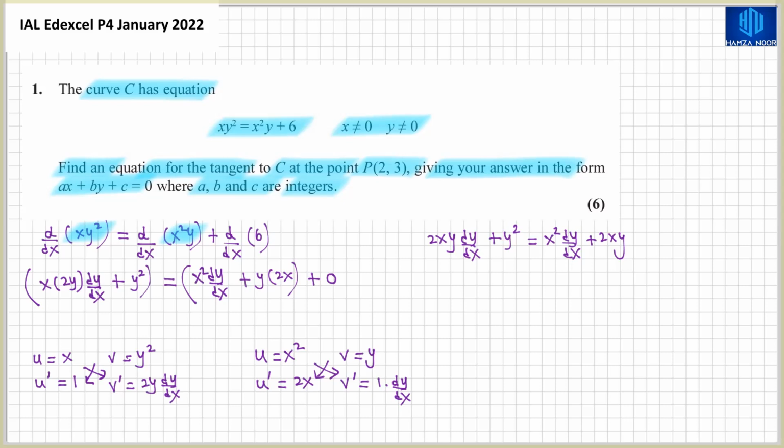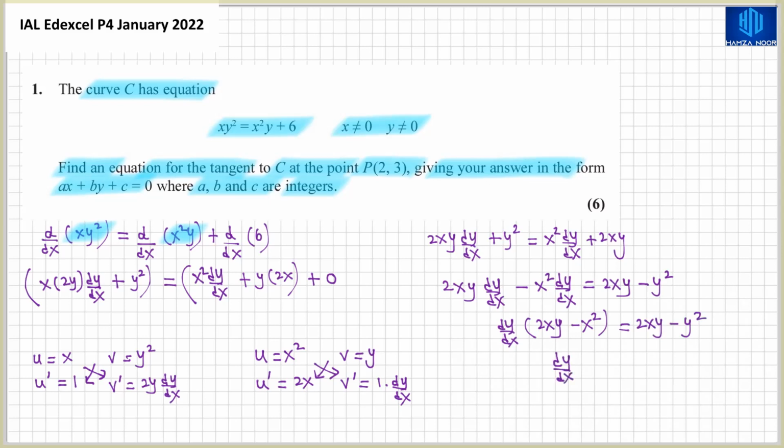So my next step would be something like this: 2xy dy/dx − x² dy/dx, and this whole thing is equal to 2xy − y². So now if I take dy/dx as common, I'm left with (2xy − x²), and this whole thing is equal to 2xy − y². So now when dy/dx is made the subject of the equation, this is equal to (2xy − y²) divided by (2xy − x²).